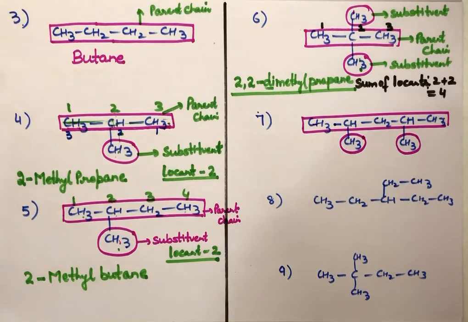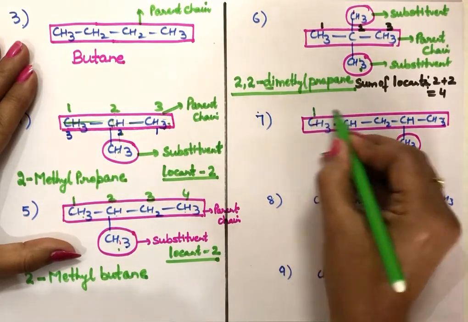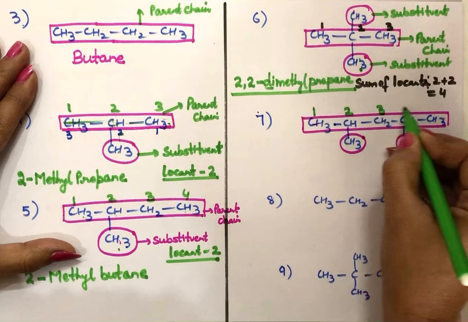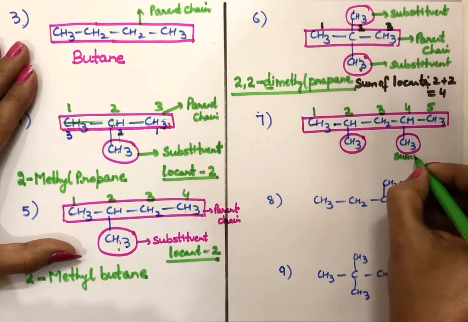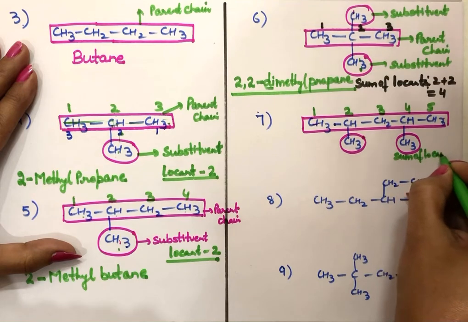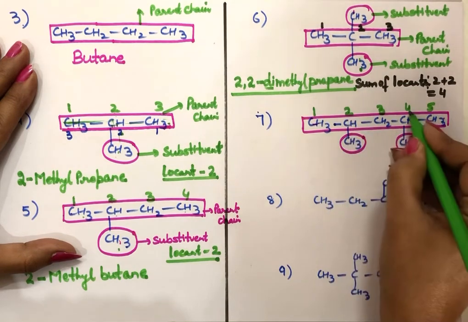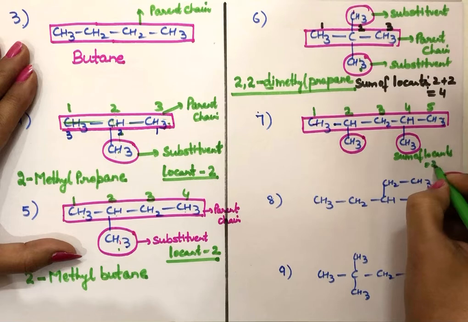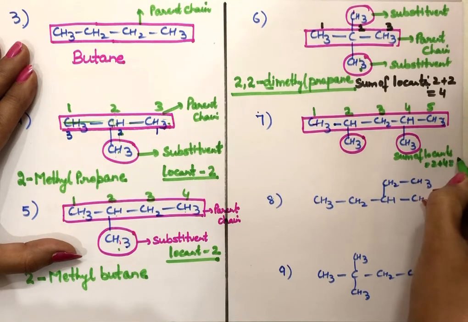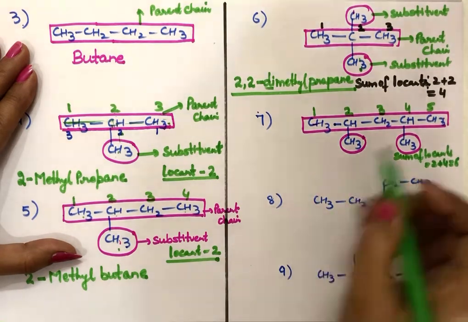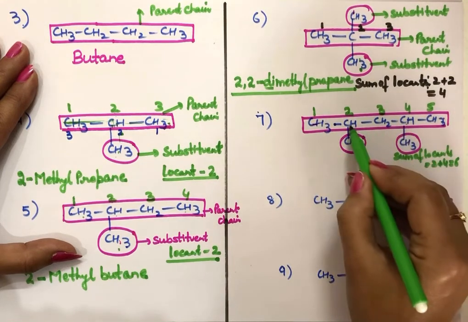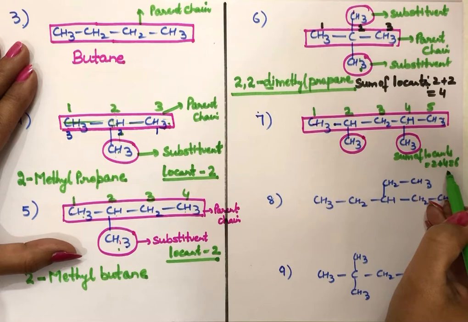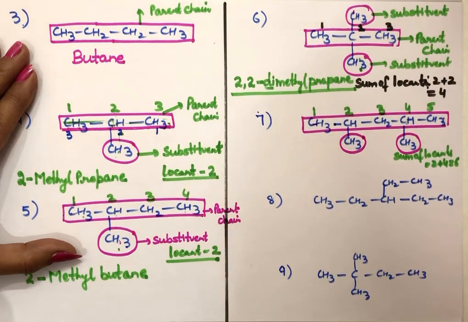Now we have to number the chain. Numbering, if I'm doing it from left to right, sum of locants. Sum of locants here is 2 and 4. Locants means the substituents are with the second carbon and the fourth carbon, that is 6. Even if I do the numbering from this side to this side, substituents will get the 2 and 4 positions. The sum of locants will come out to be the same, 6. That means do the numbering from any side.